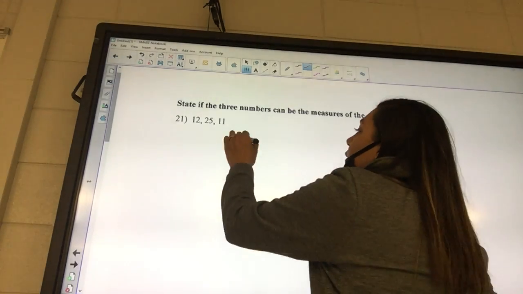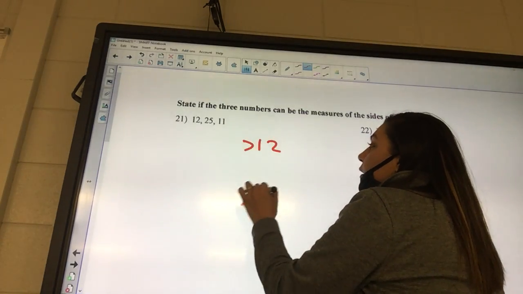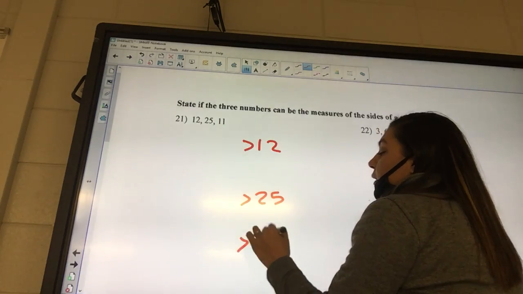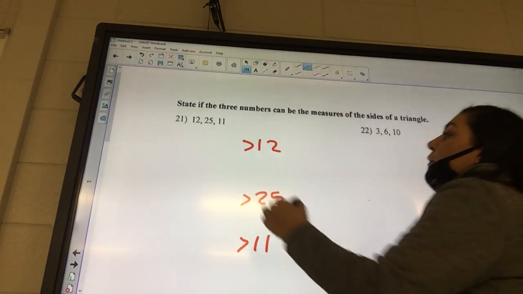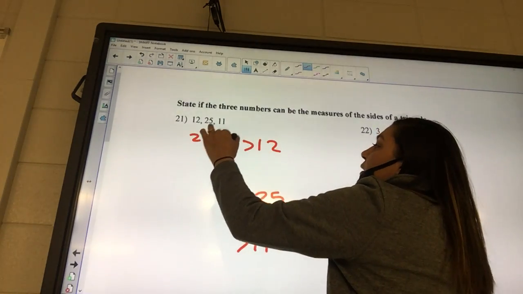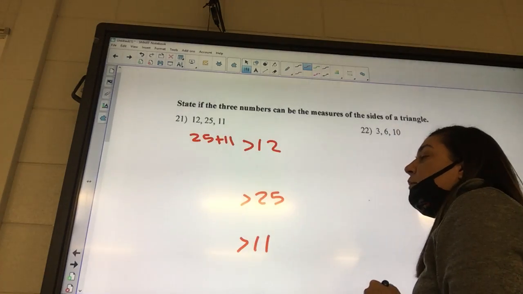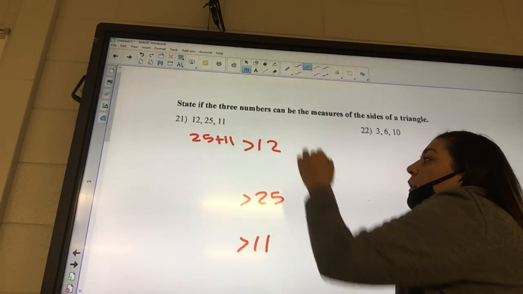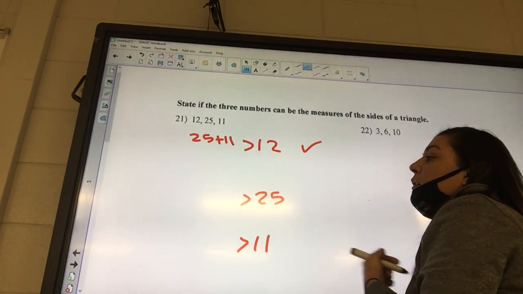So we got greater than 12, greater than 25, greater than 11. Okay, so for the first one, I got 25 plus 11. Is that greater than 12? Yes. Yeah, 25 plus 11 is going to be greater than 12.